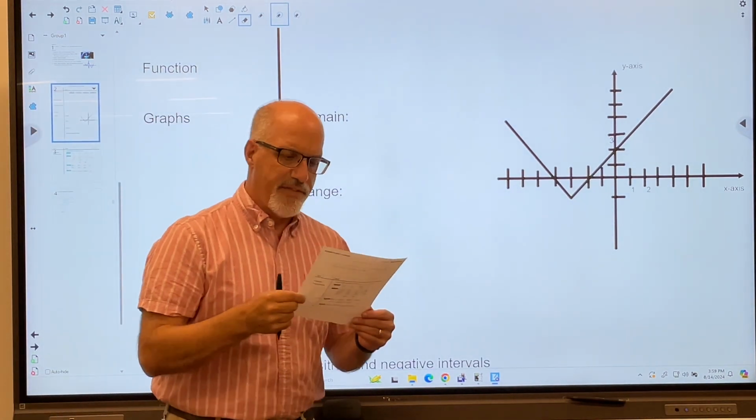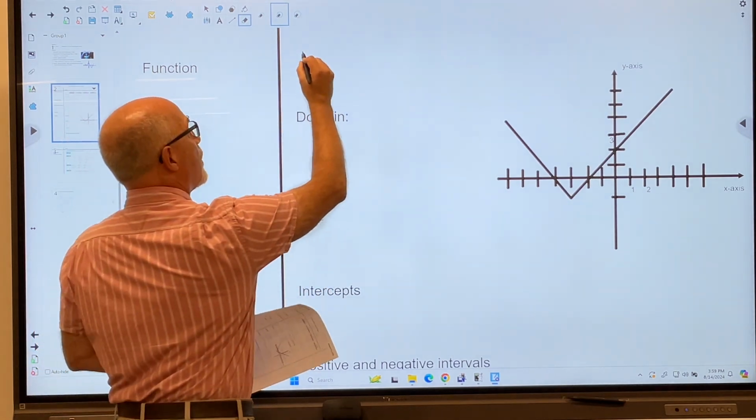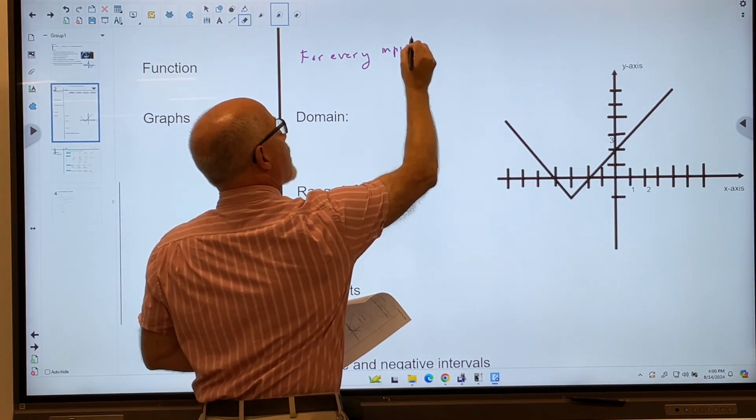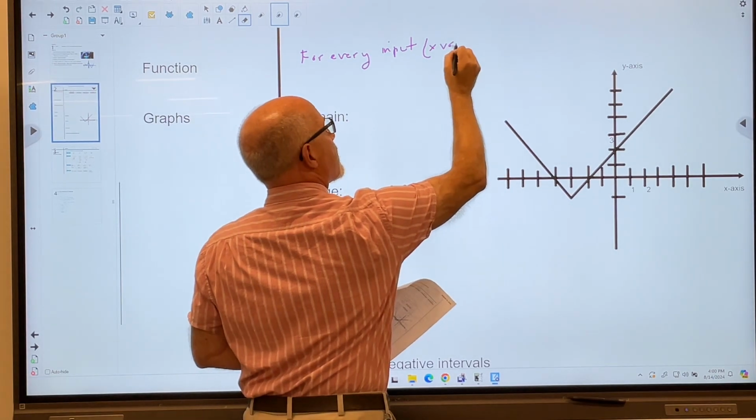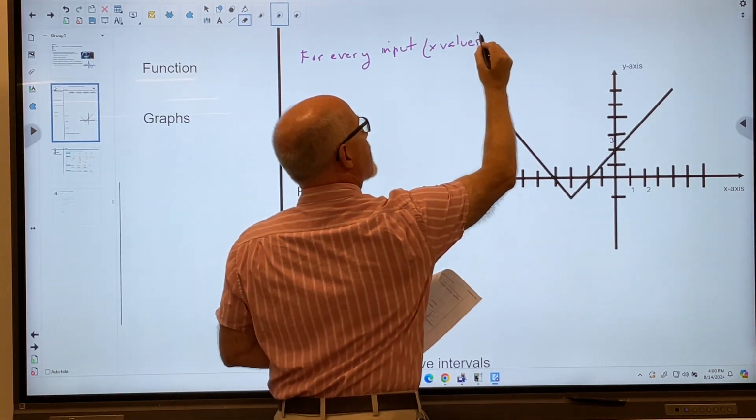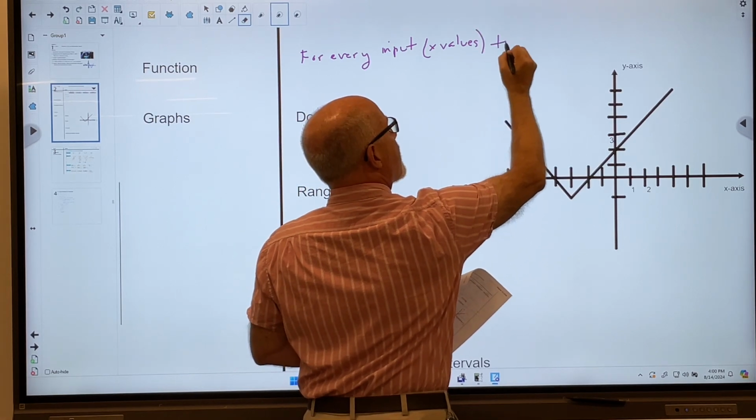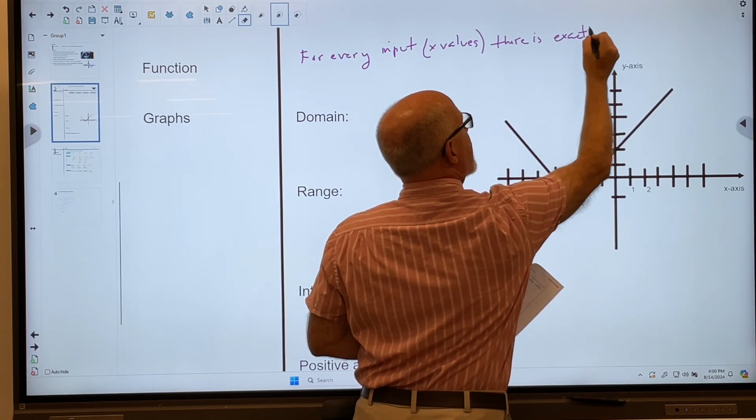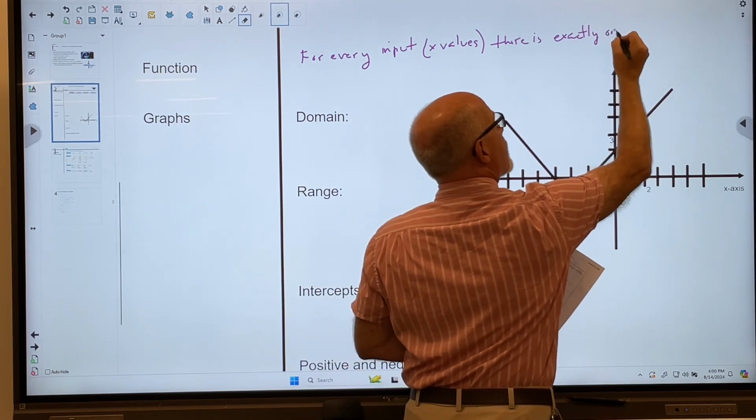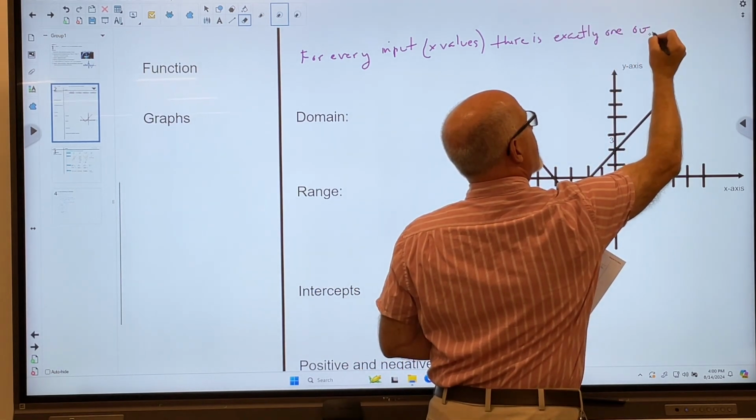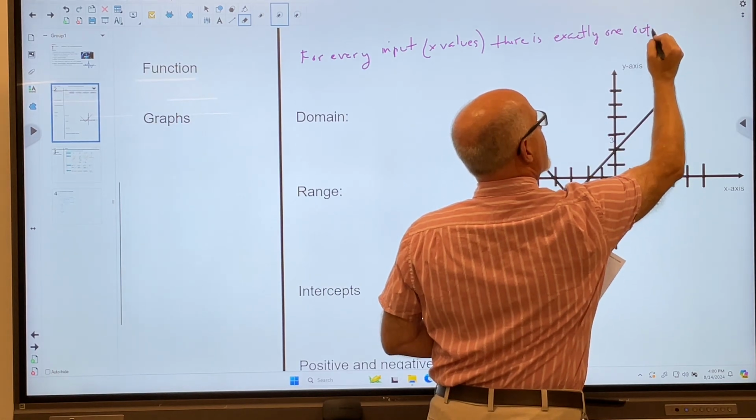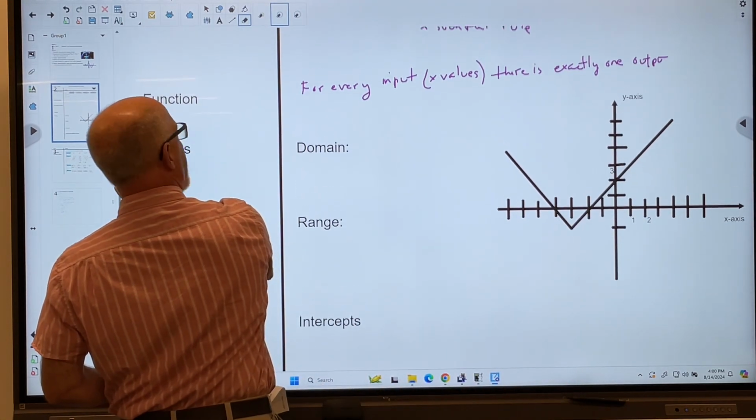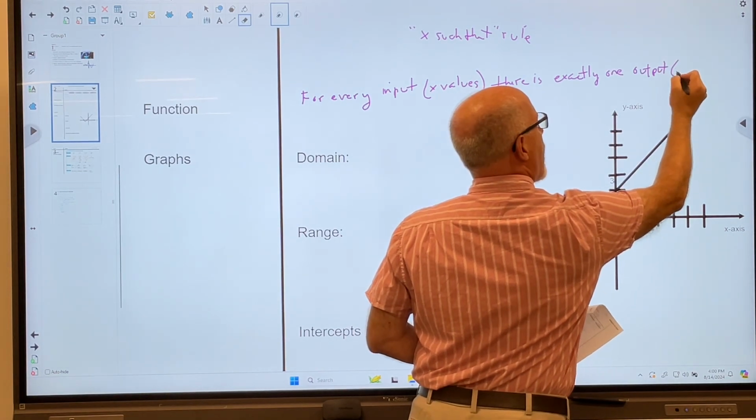So a function, we want to define a function as for every input, the inputs being the x values, there is exactly one output, which is our y values.